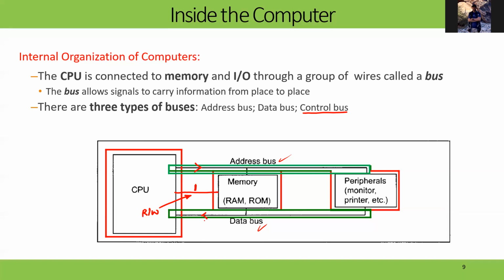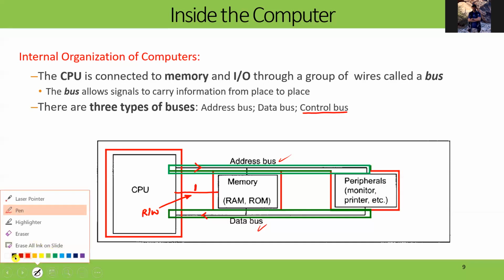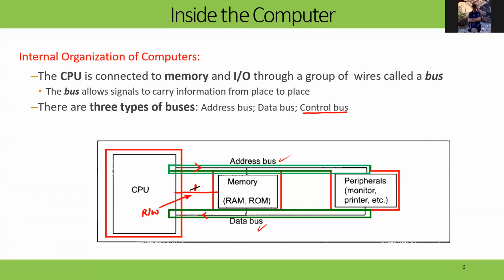Let's say we want to do a write. So we're going to put 0 here. Same with the address, but now the memory will receive data to write inside this memory location.